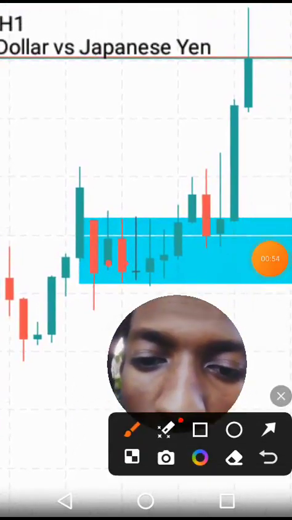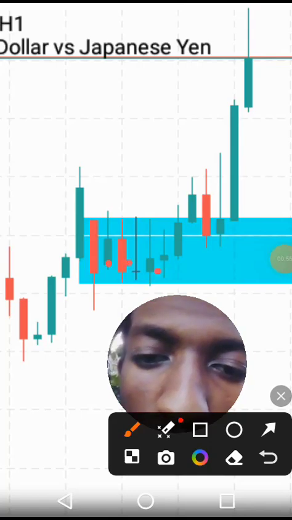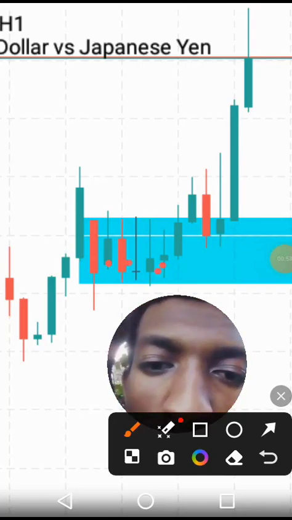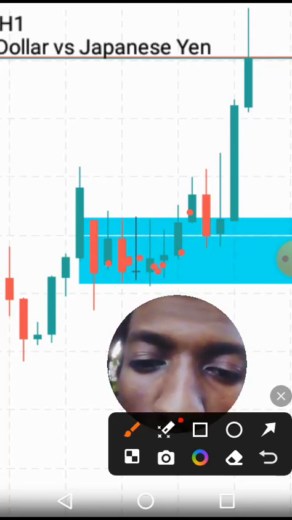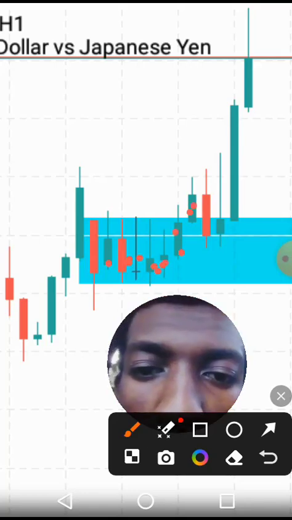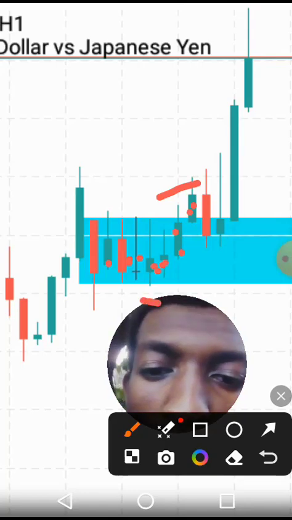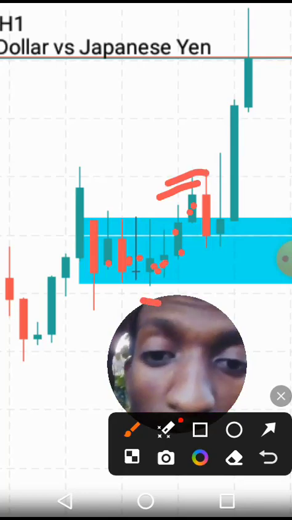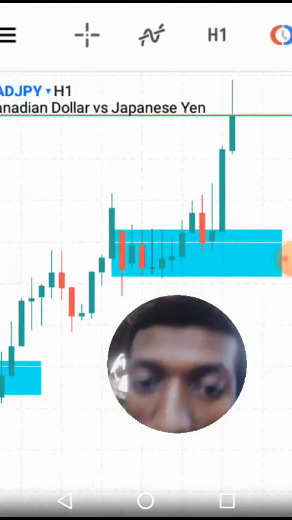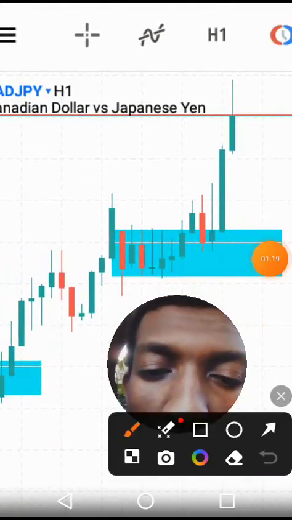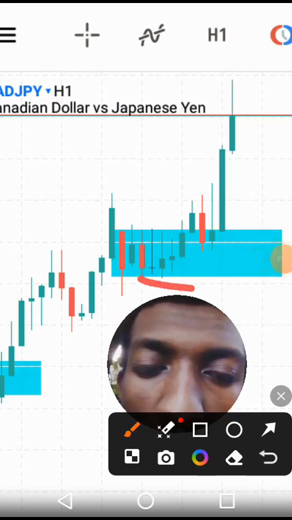1, 2, 3. No break. 1, 2, 3. No break. Then 1, 2. Where is it? This is 1, 2, 3. This one tried. No. Then this one. So that's a buy. Stop loss down there. Okay. That is a buy up there. Right? That's a buy. Then stop loss down there still.